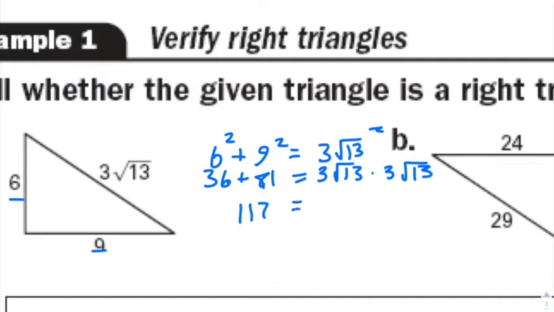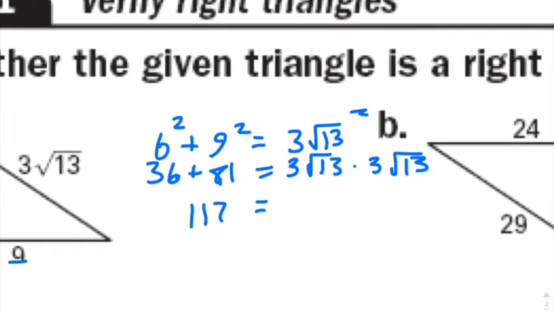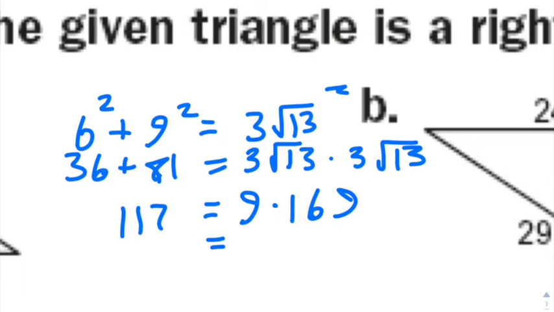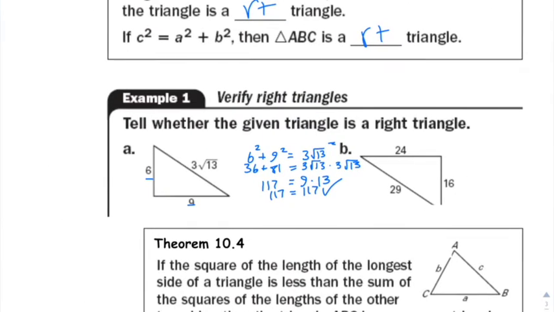That's 117. 3 times 3 is going to be 9, and then 13 times 13 right there is 169. You can definitely see that this is going to be something larger than what we have here. Or actually, no, I'm messing up. This will be 9 times 13, actually. And it's 117, which happens to be the same here. So that one works out.